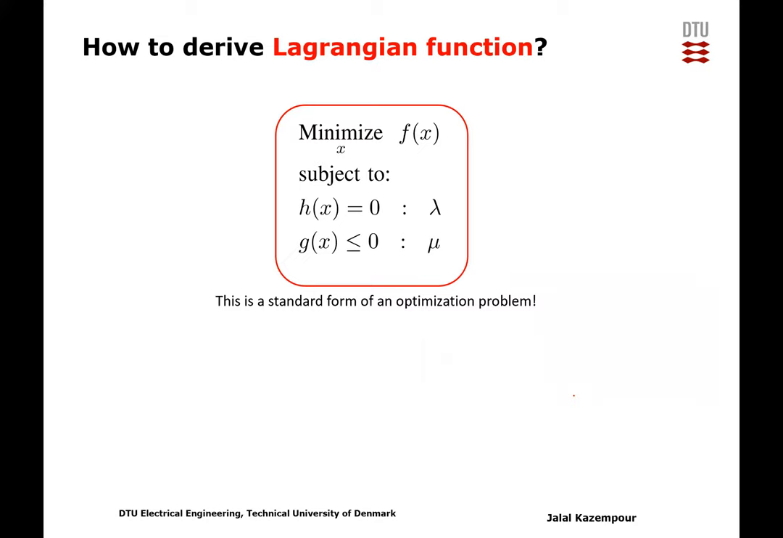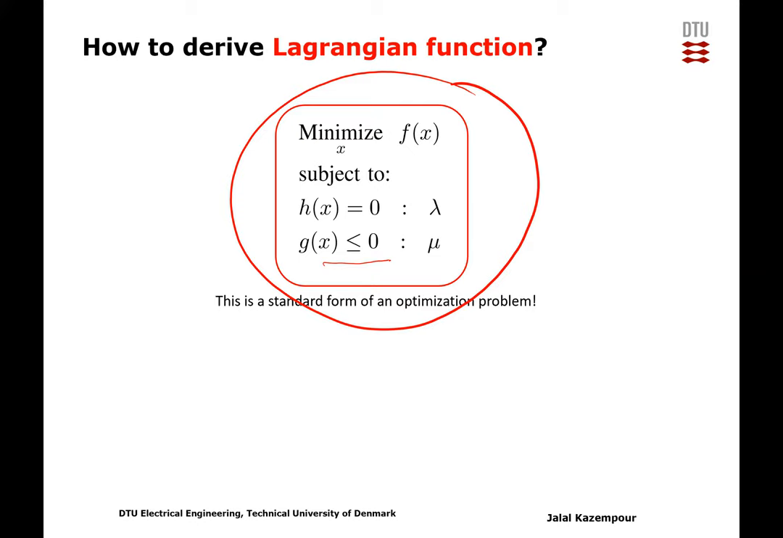How to derive the Lagrangian function. Assume that we have a generic optimization problem like this. This is the standard or canonical form of optimization. It's minimization, and all inequalities are in the form of lower than or equal to. So for your convenience, whenever you have any optimization, first of all, convert it to this form. If it's maximization, just write it as minimization of minus your objective function. And if it's greater than or equal to, you need to multiply both sides by minus one to flip the sign. From now on, this is the canonical or standard form of our optimizations.